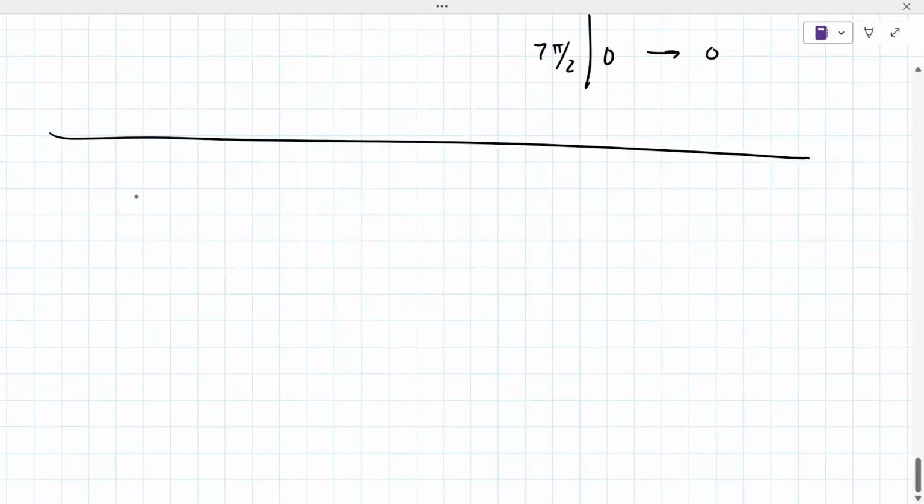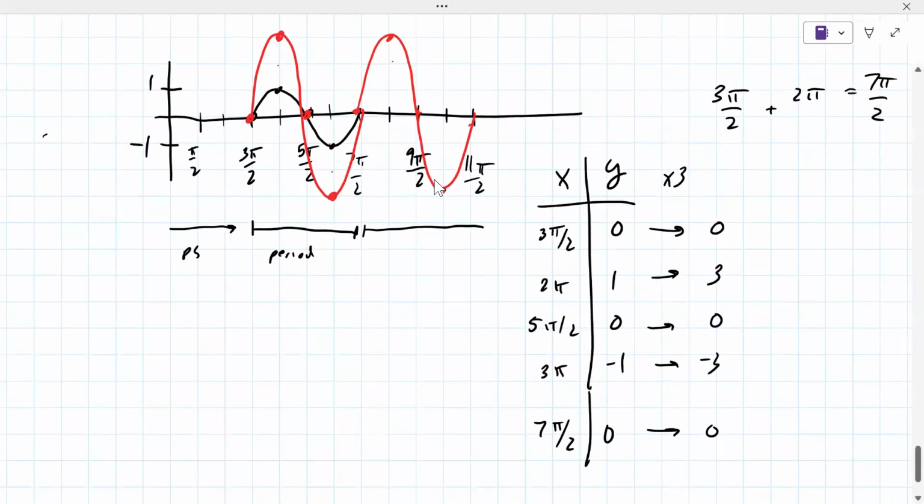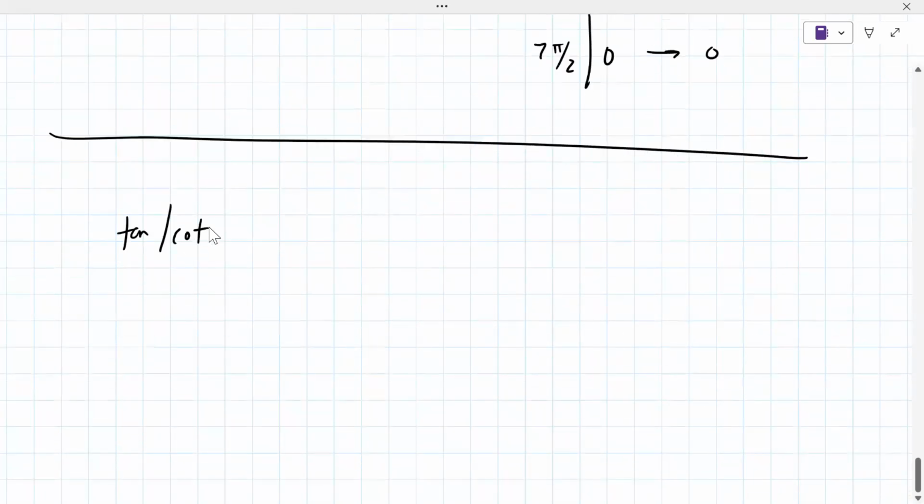Let's talk about tangent and cotangent real quick. This is important. Sorry, let me just make some quick comments on tangent, cotangent. This will lead us into tomorrow.